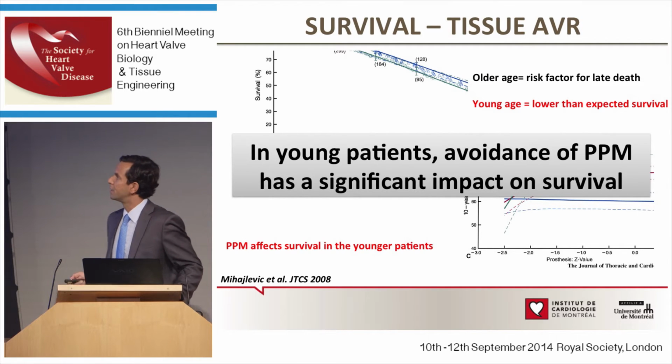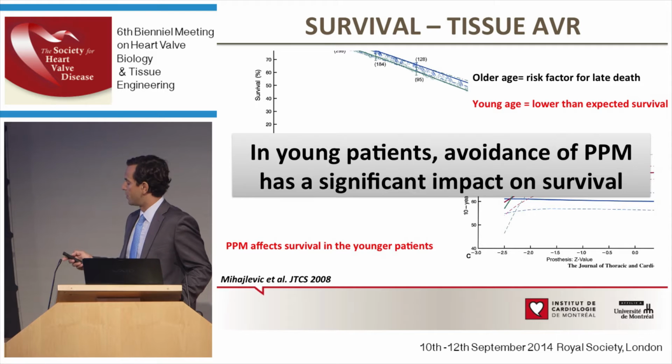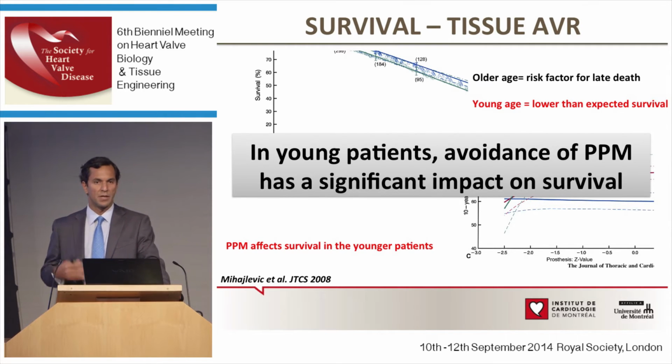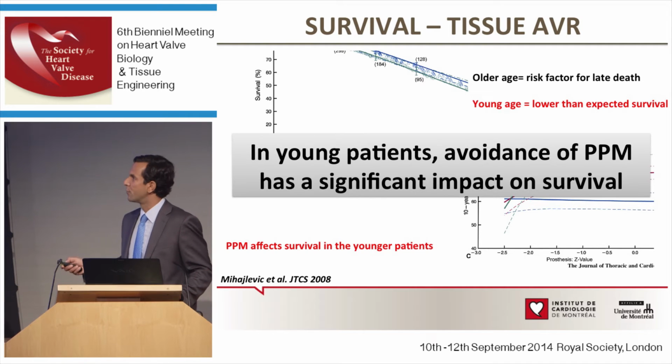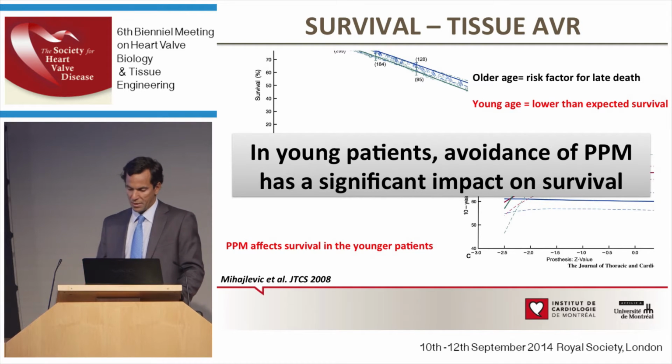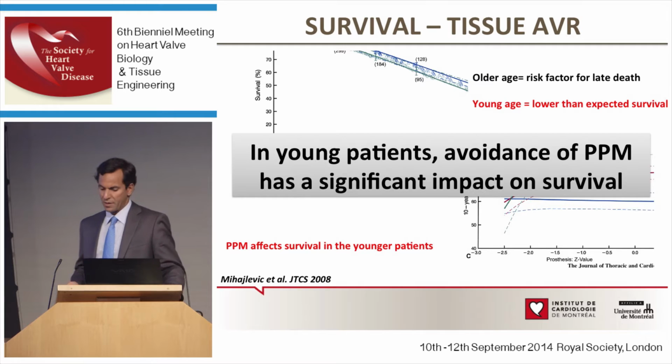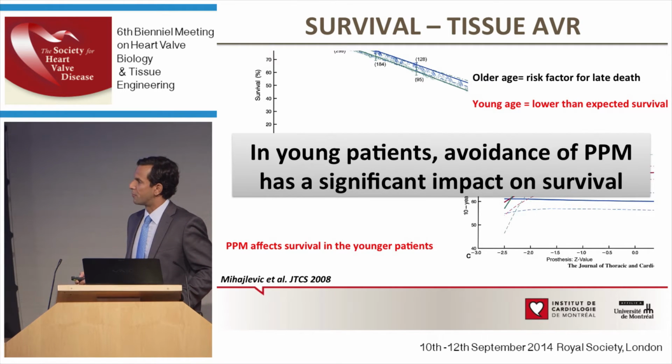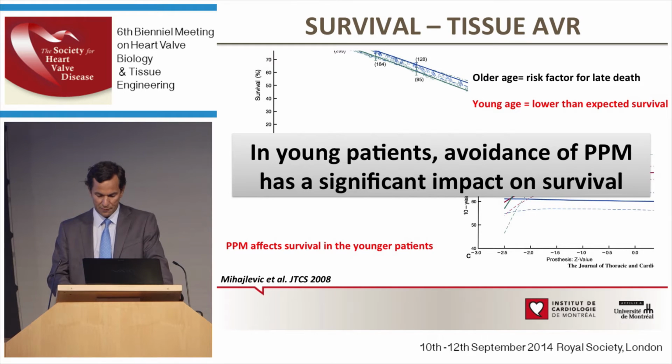However, patients in the younger age category had a lower than expected survival compared to their matched population, as opposed to the two other patient populations. And if we look even further at the effect of patient prosthesis mismatch, that affected survival in these younger patients even further, as you can see here from this curve looking at 10-year survival.